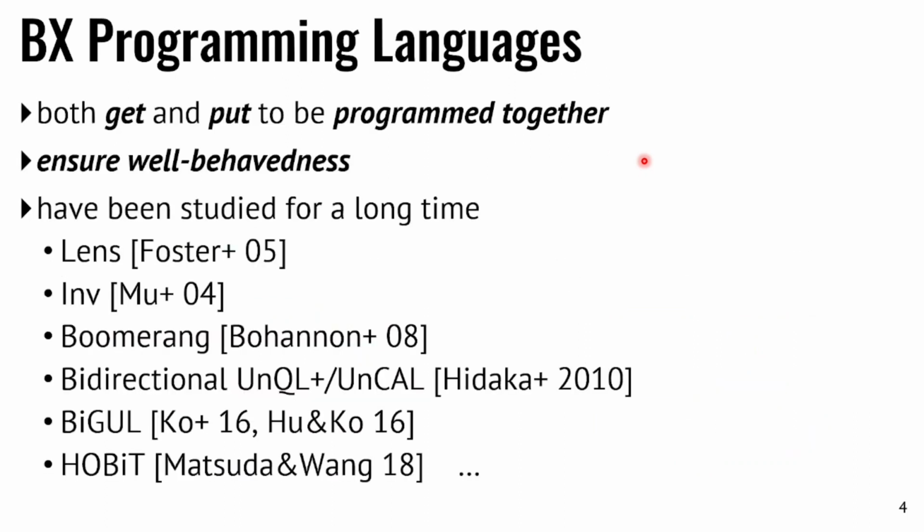We now understand what bidirectional transformations are, but as you can easily imagine, writing such a BX program is difficult. So, to reduce the difficulty of BX programming, special programming languages for bidirectional transformations have been studied. BX programming languages enable us to program both get and put together in one code. In addition to that, programs written in BX languages are ensured well-behavedness. BX programming languages have been studied for a long time. This is an example list of BX programming languages.